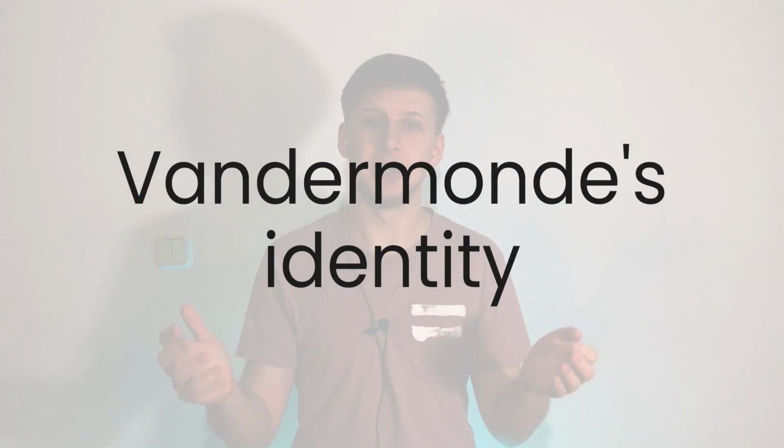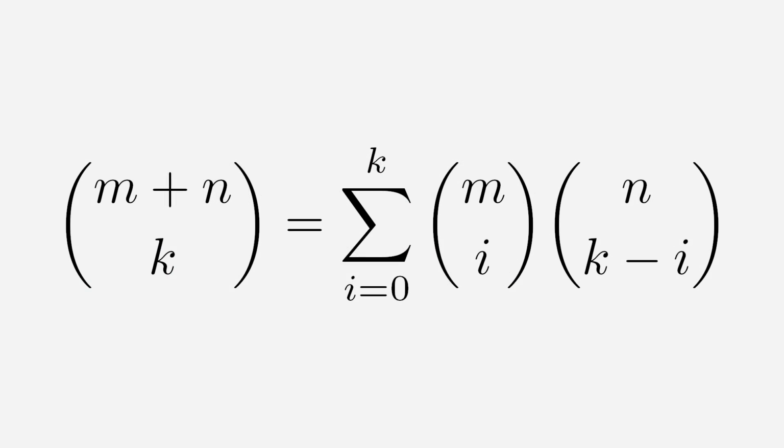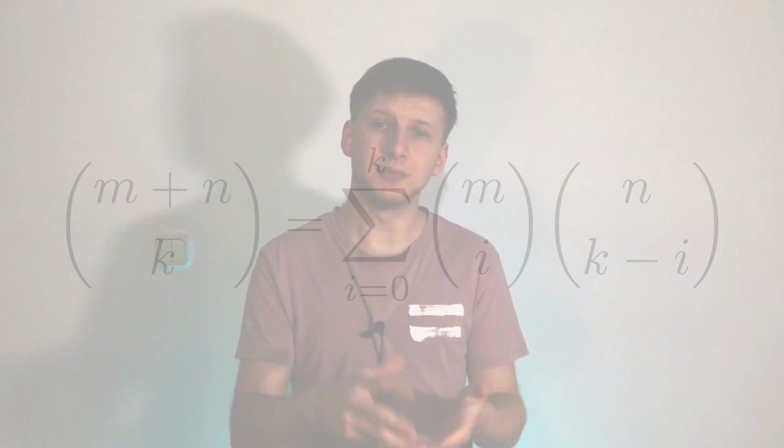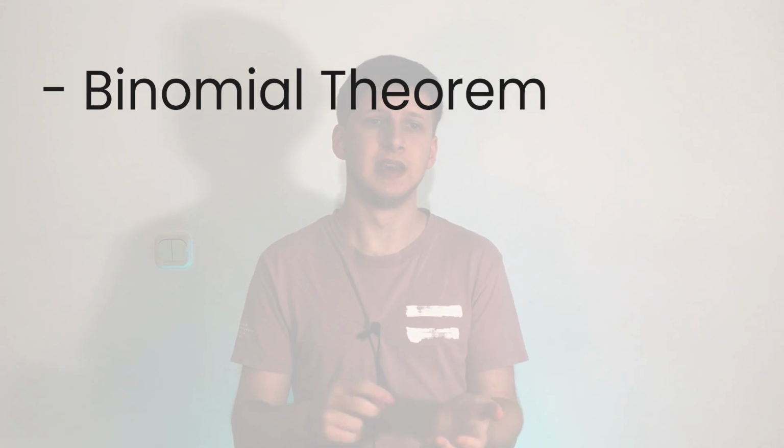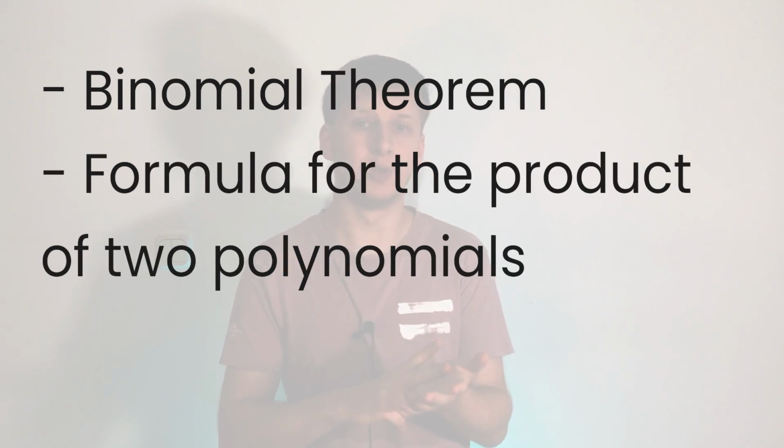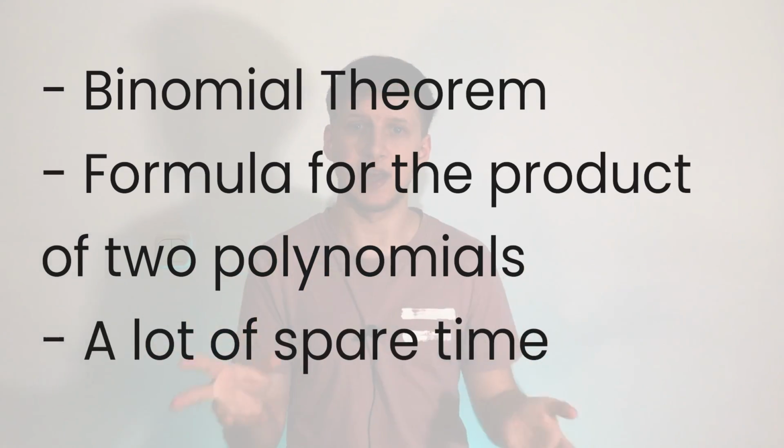It actually turns out that this equality is a special case of the main star of this video, the Vandermonde identity. It looks exactly like this. Vandermonde's identity is the best example of showcasing why combinatorial proofs are much better than algebraic ones. If you were to prove it with algebraic transformations, you would require things like the binomial theorem, a formula for a product of polynomials, and a lot of spare time. Let's just agree it is ugly.